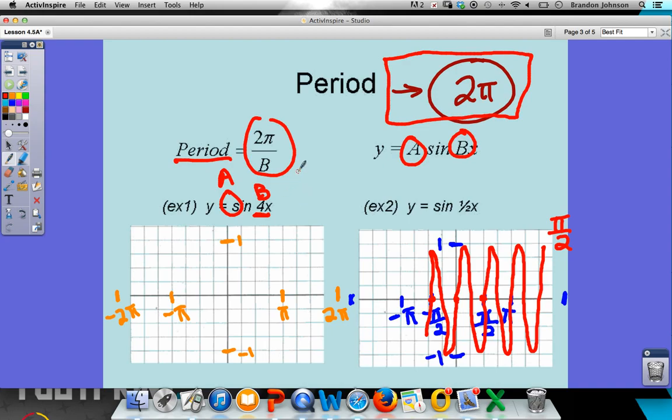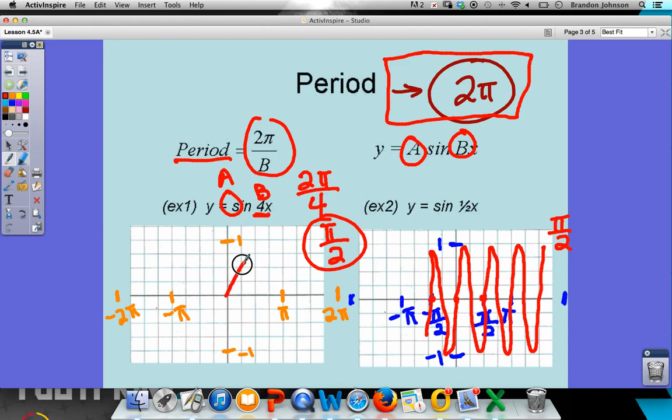So the B, to find our period, we always take 2 pi and we put it over B. In this case, it's 4. So 2 pi over 4 represents pi over 2. Now you might say, well, what does that mean? Well, look at it this way.